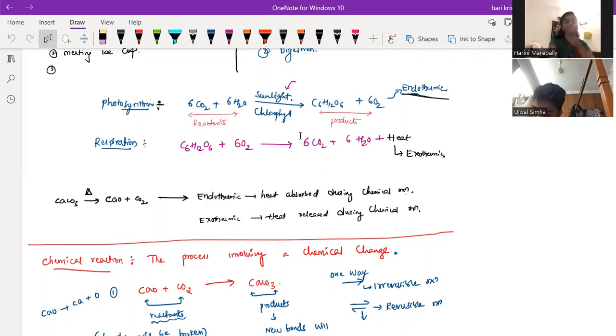Yes. So heat released during the chemical reaction is respiration, and the heat absorbed during the chemical reaction is photosynthesis, an endothermic process. Fine.